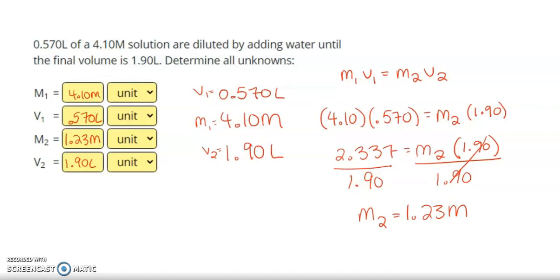So I kind of check this and I see, let's see, I started with 0.570 liters and then the volume went up. I added water. So the molarity should go down. It should get less concentrated over time. And I see that from M1, we went from 4.1 molar to M2, 1.23 molar. So it does make sense that the solution got less concentrated.